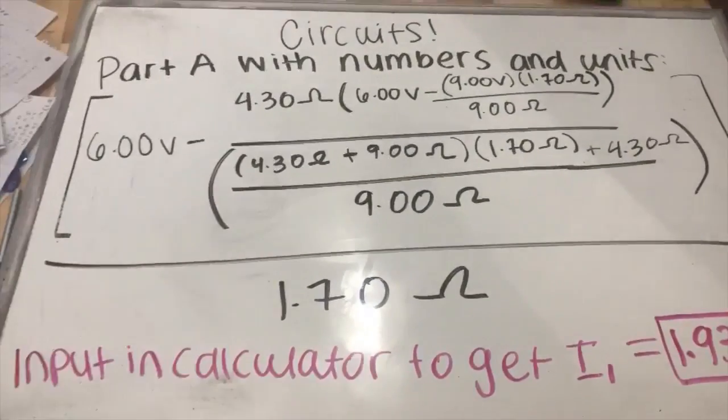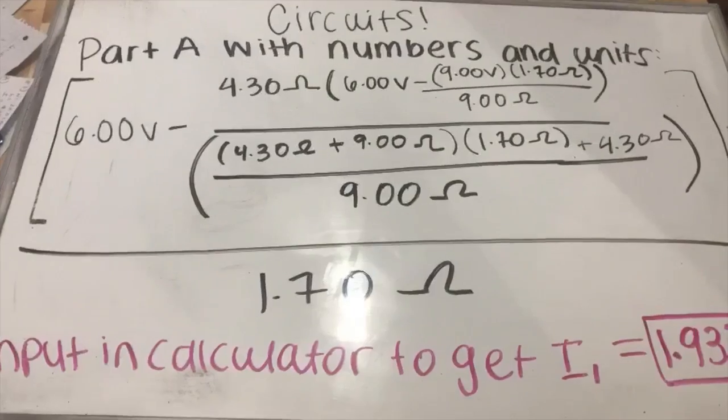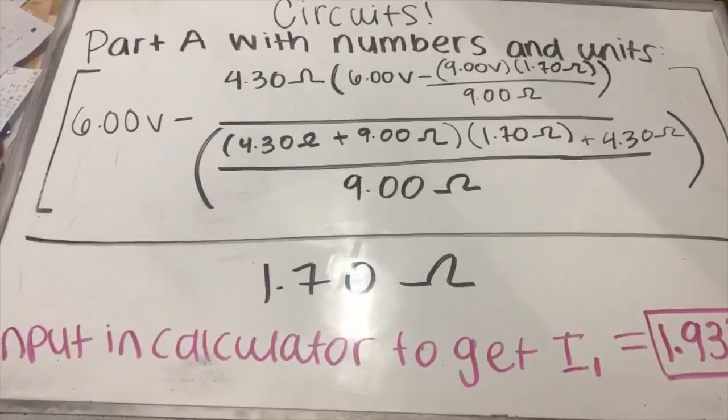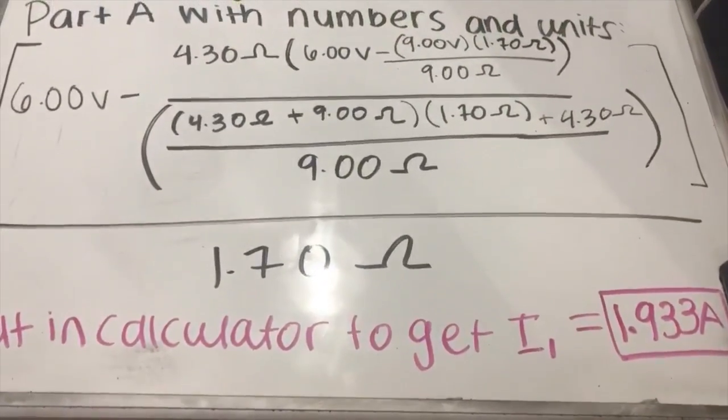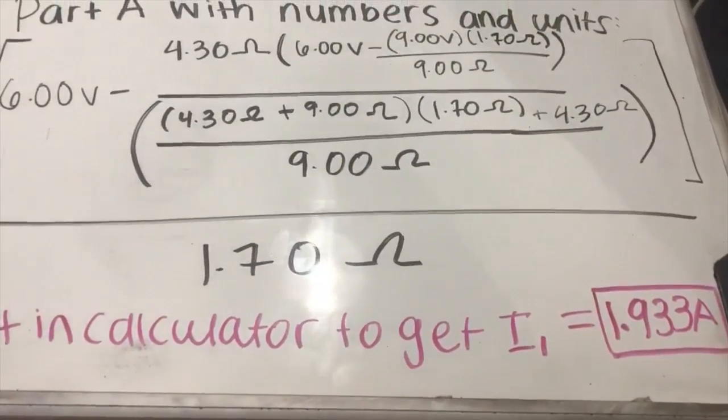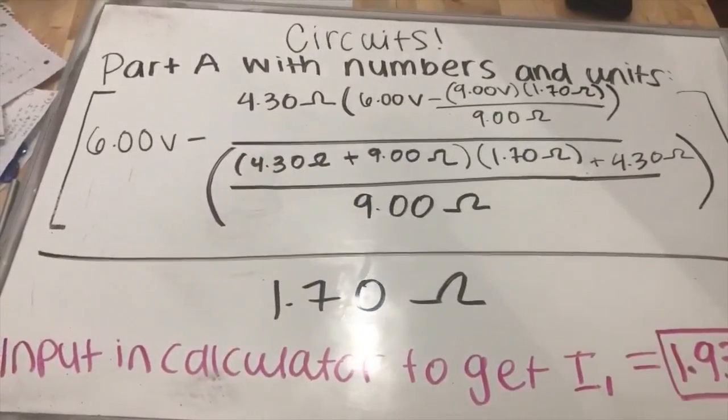Okay, so for part A, I simply took the equation that we solved for and plugged in our known values to get that I1 is equal to 9.33 amps. And so for part B, we're just going to take that value and plug it right in.